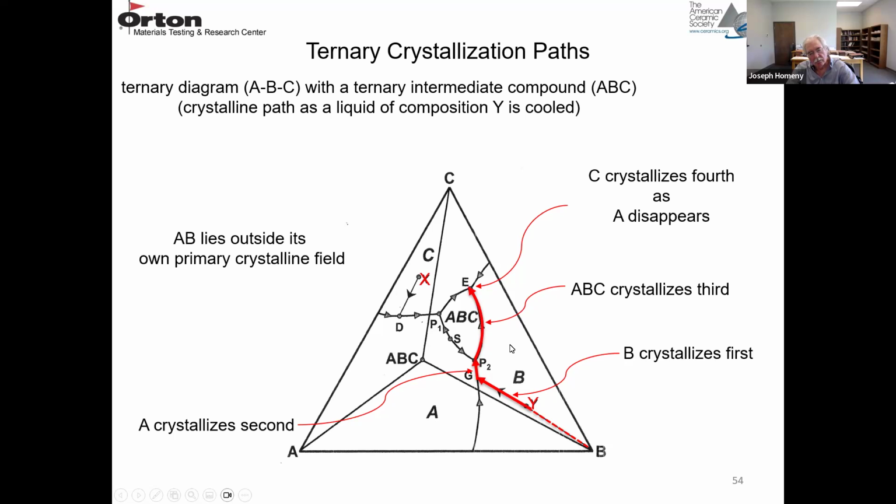Y is in the B phase field, which is over here. So we start out with a line from B through Y, and that intersects this boundary between A and B. So B crystallizes out first, then A starts to crystallize. And we follow the line down to P2, but we're in the primary phase field of B, A, B, C, and C. So we know we're going to end up at this eutectic E, because that's the point that has C, B, and ABC. All those 3 phase fields come together at E.